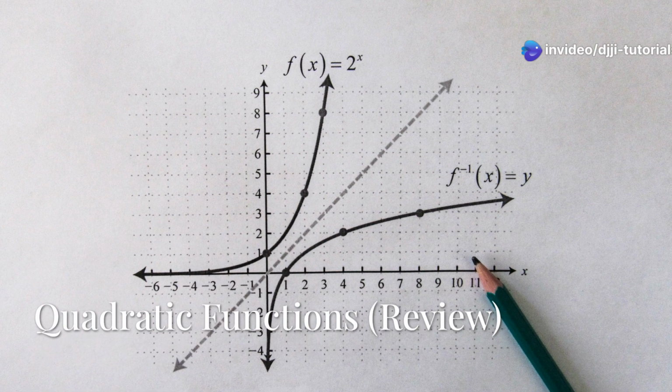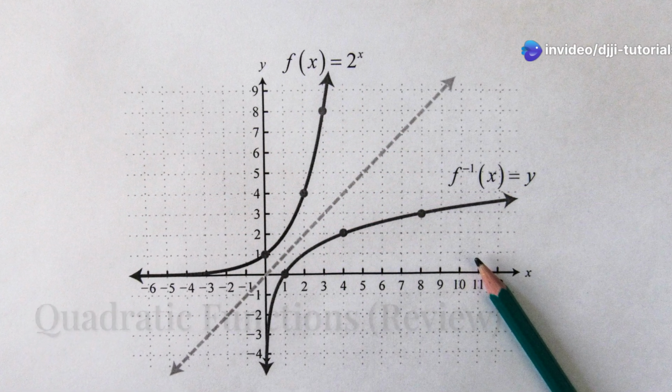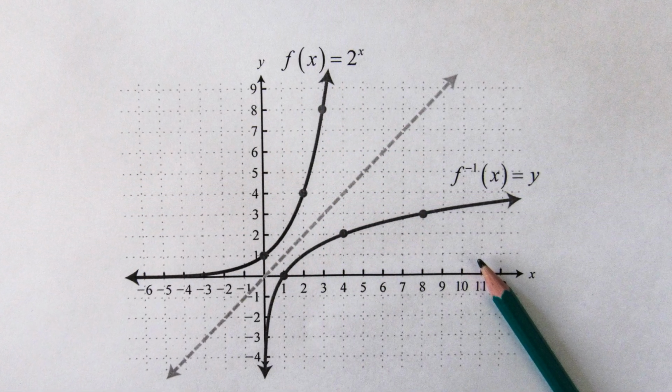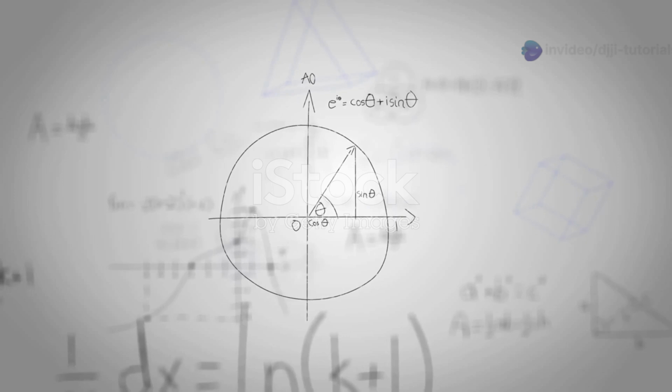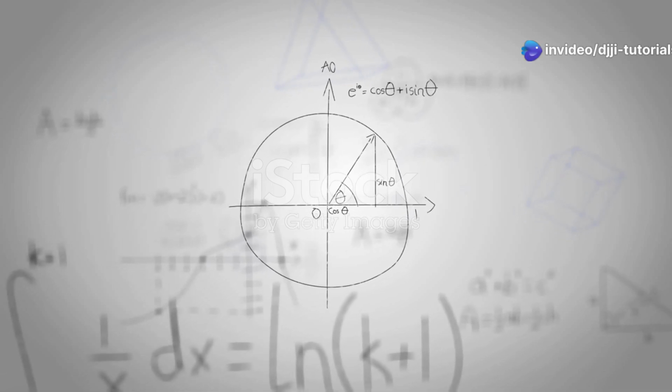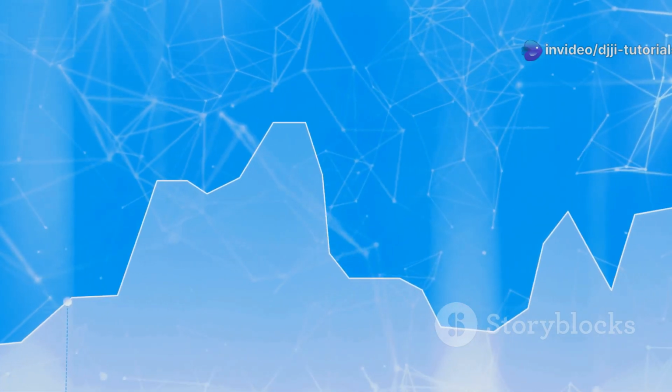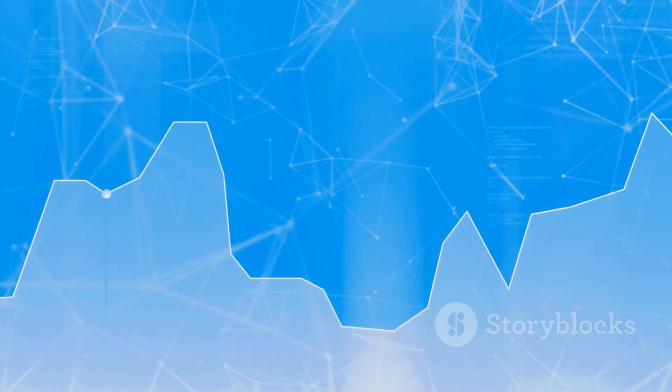To graph a quadratic function, first determine if the parabola opens upwards or downwards based on the coefficient of the squared term, a. Then, find the axis of symmetry, which is x equals negative b over 2a, the vertex, the y-intercept, and the x-intercepts. Finally, plot these points and connect them with a smooth curve.